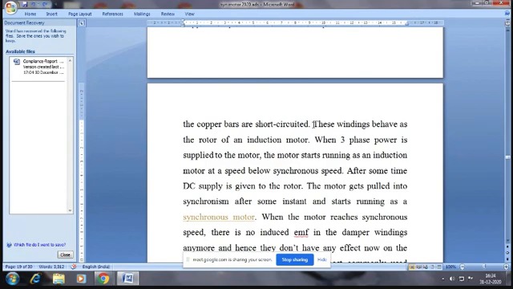I said this earlier. While discussing the principle of operation of induction motor and synchronous motor, I compared how the two motors work. Can you recall?